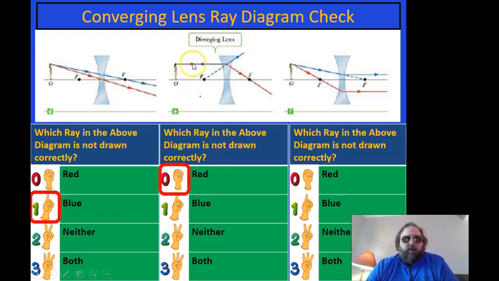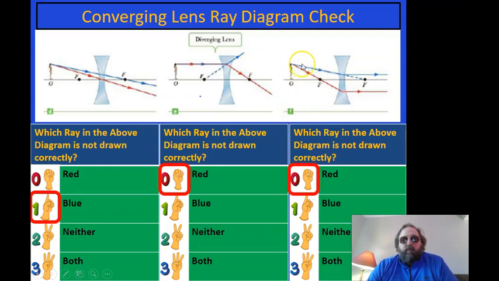All right. So they're both coming in parallel. That's fine. But remember, like I said back here, with a parallel one, after it hits the lens, it goes away from the focal point. So it goes away from the near focal, not through the far focal. That's a converging lens idea. Then the last one, which one of them is incorrect, and it's red, all right?